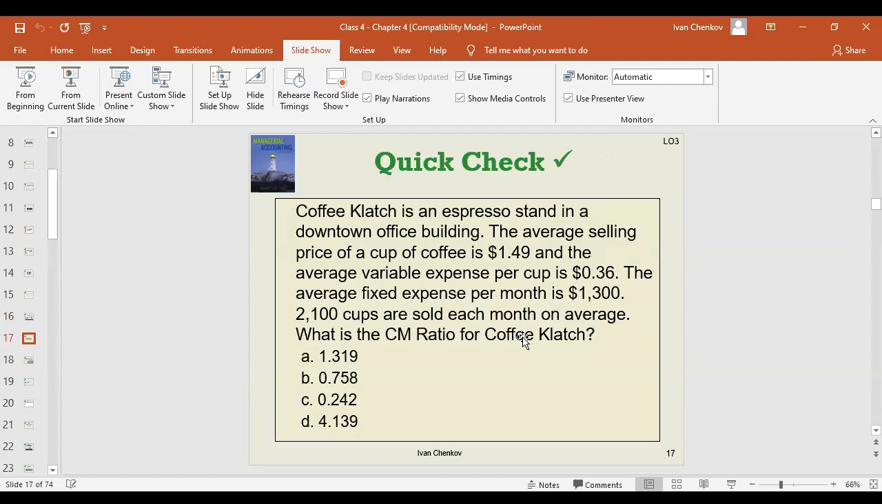Let's do one quick check. Show me that you know how to calculate the contribution margin ratio.